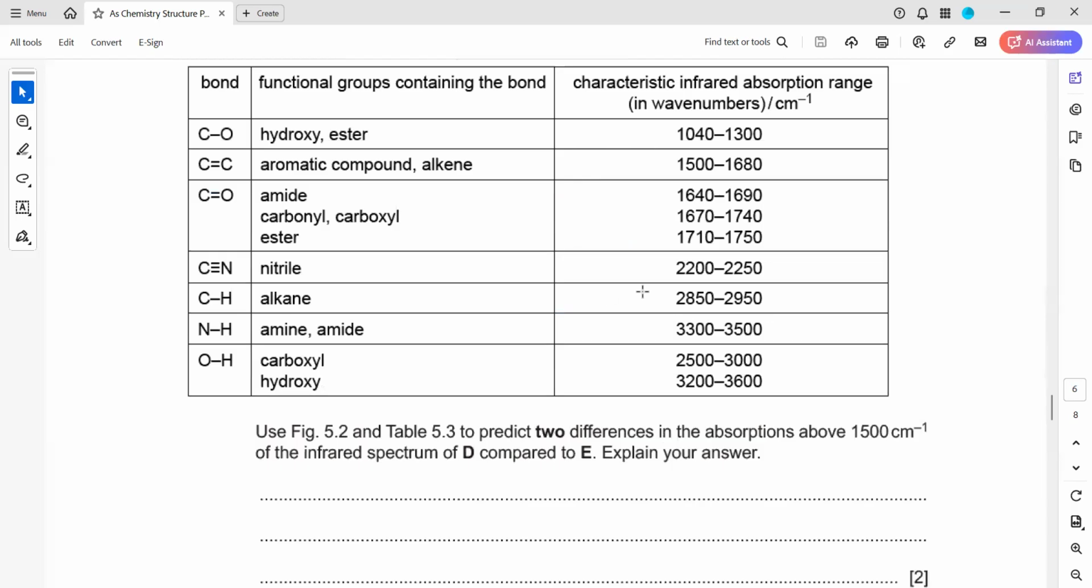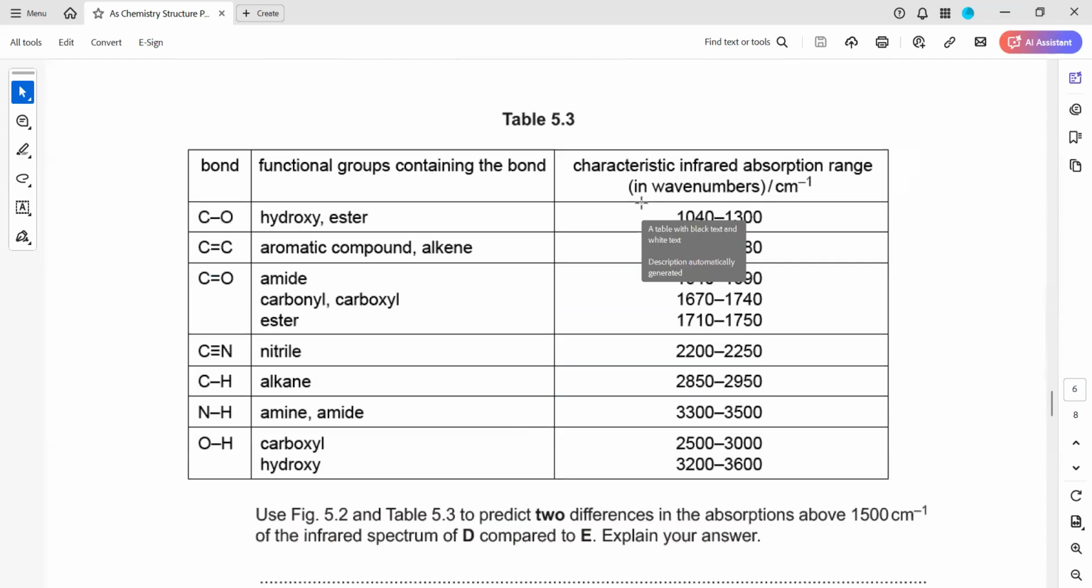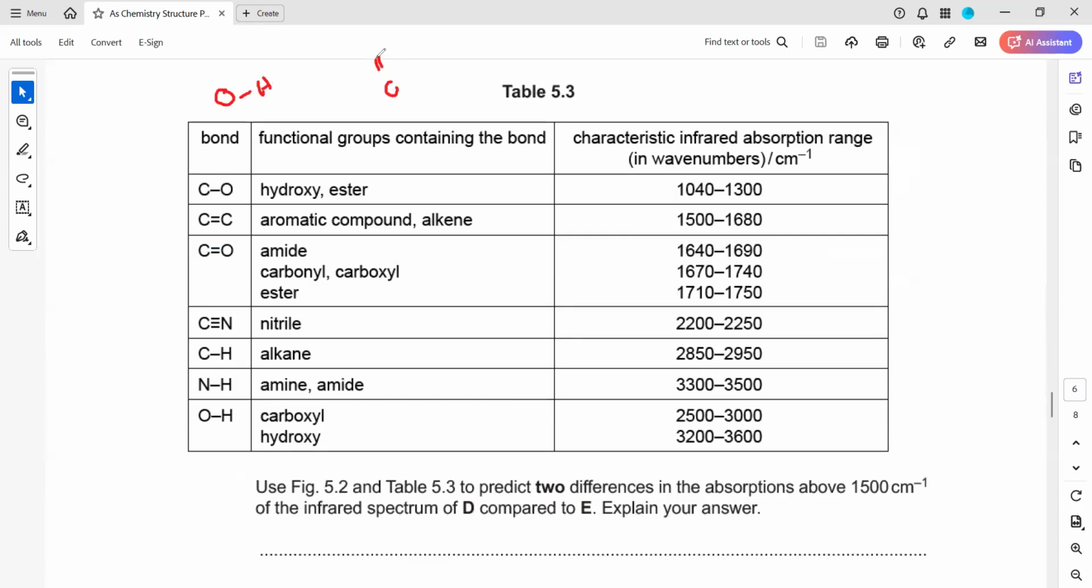Use figure 5.2 and table 5.3 to predict the two differences in the absorption above 1500 in the spectrum of D compared to E. D has an OH group and there is a carboxylic group as well in D. But in E, it is C double bonded with O and O. So the compound D has an alcohol, the OH of a hydroxy group.